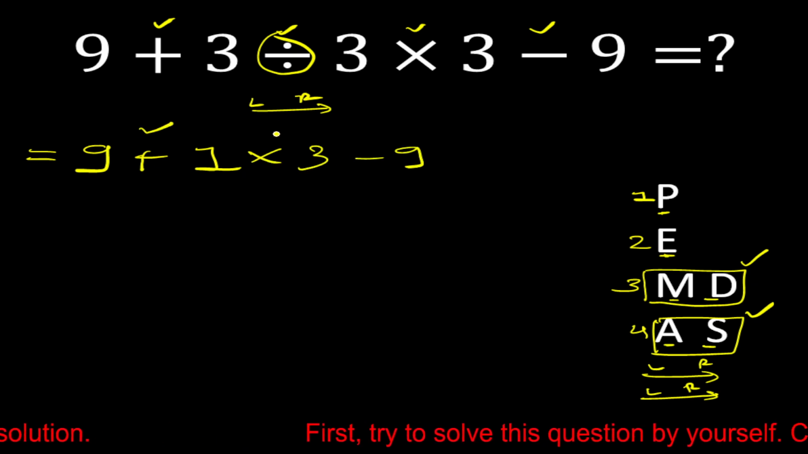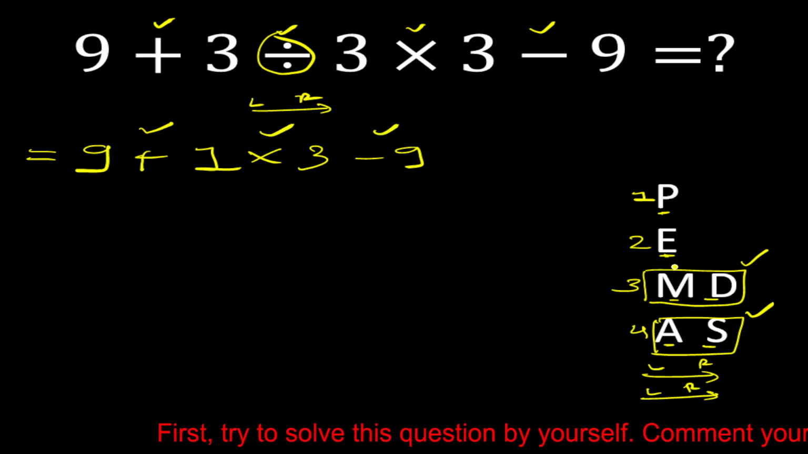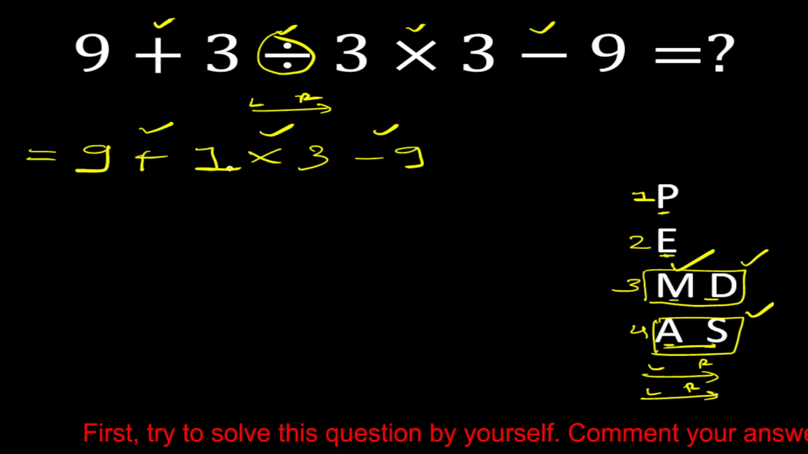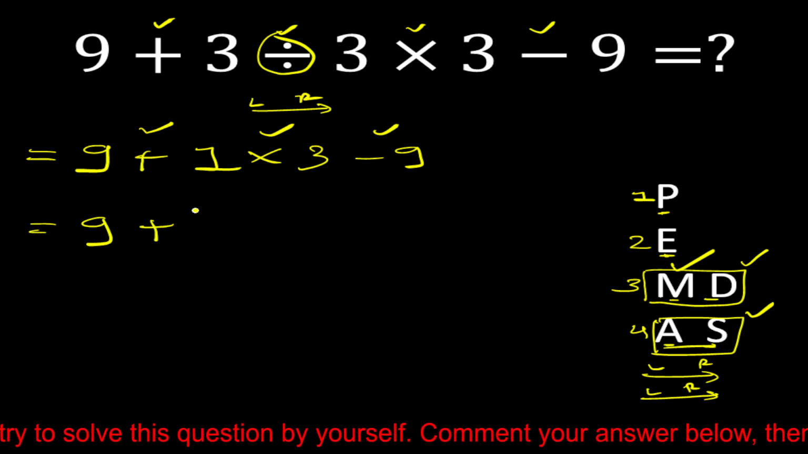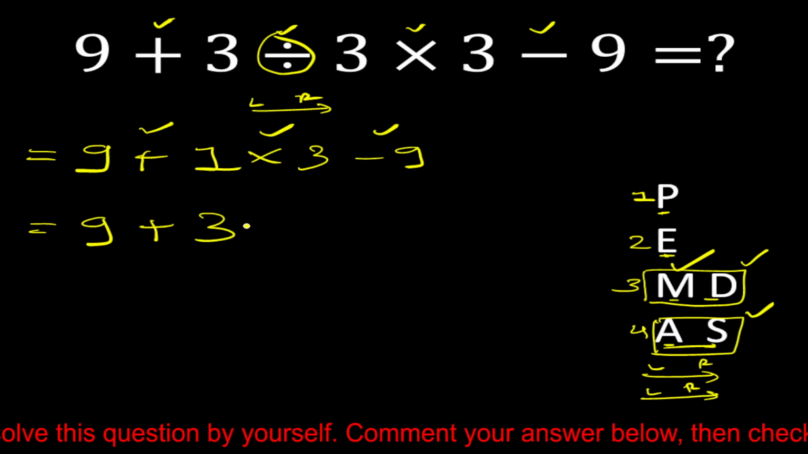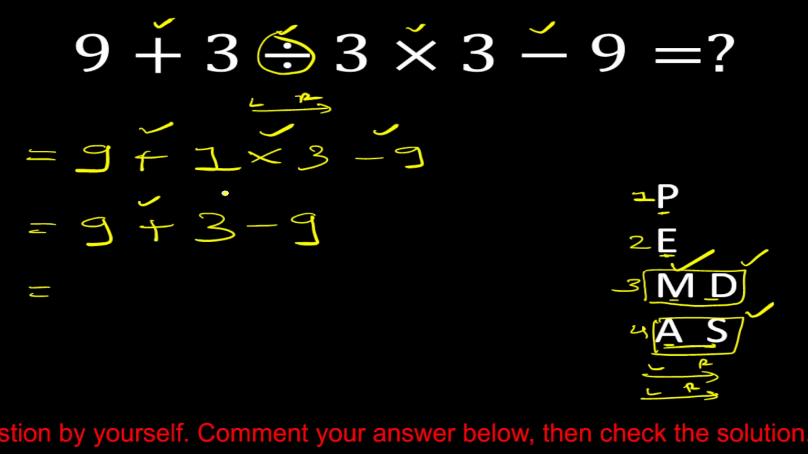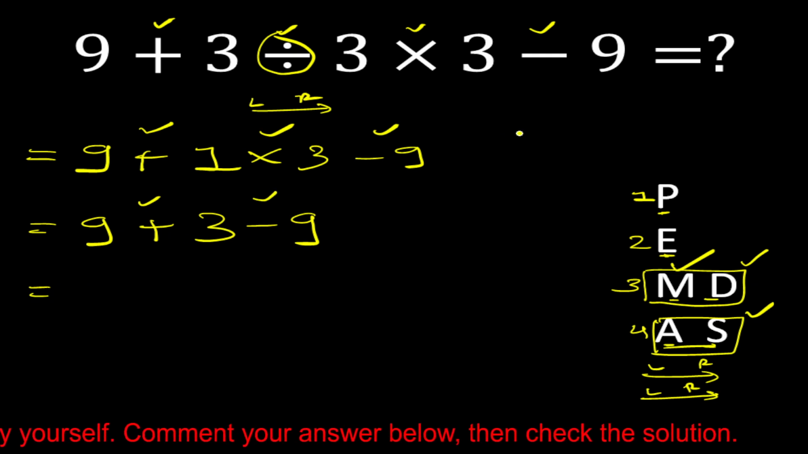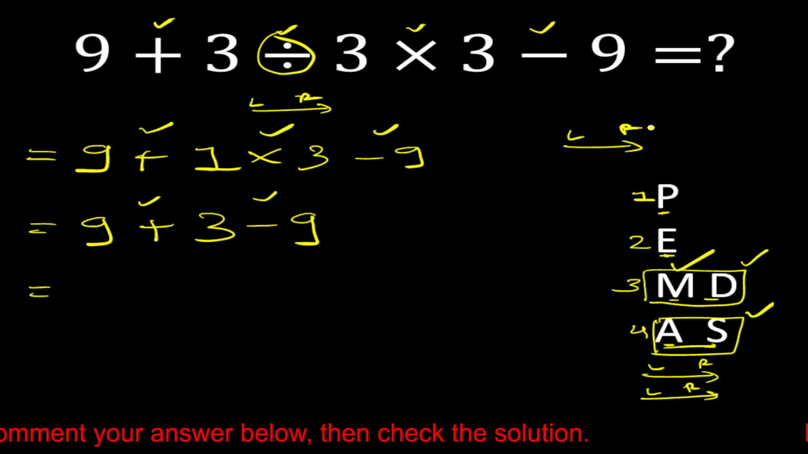Now here we have one addition, one multiplication and one subtraction. So first we have to solve multiplication, then we have to solve addition and subtraction. So is equal to 9 plus, now 1 multiply 3 is equal to 3 minus 9. Now we have one addition and one subtraction. So addition and subtraction both have equal priority, so we have to solve it from left to right.